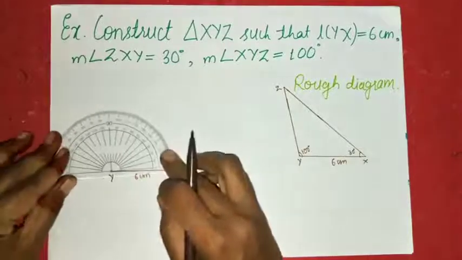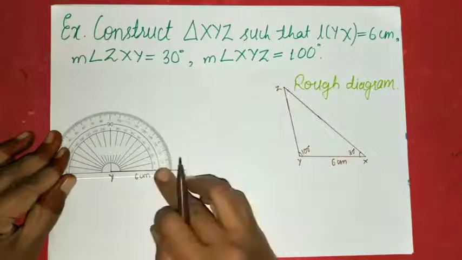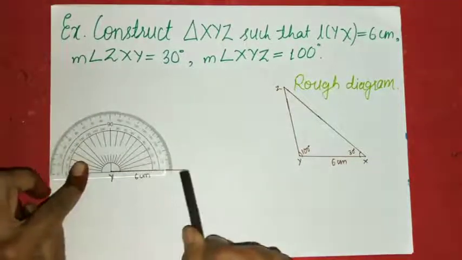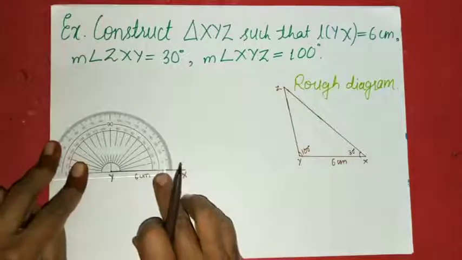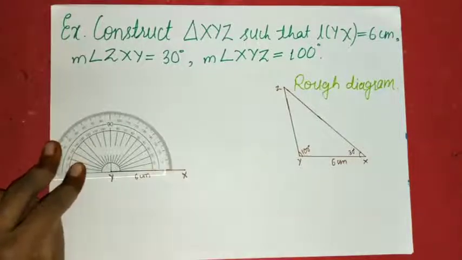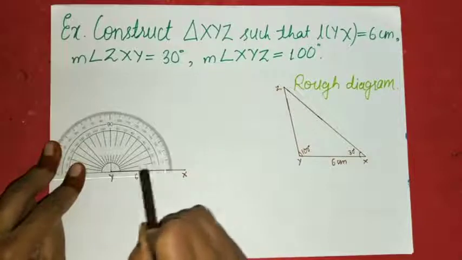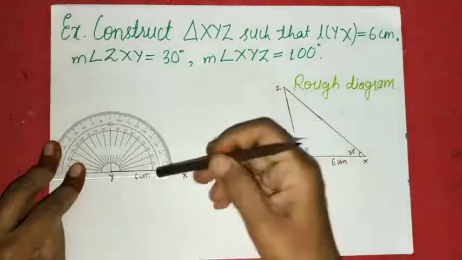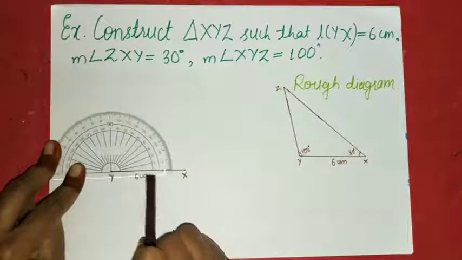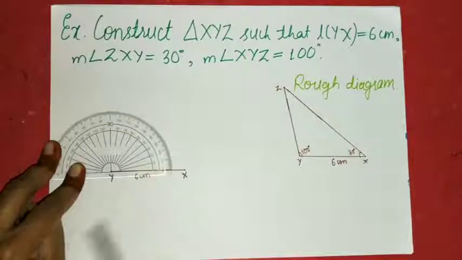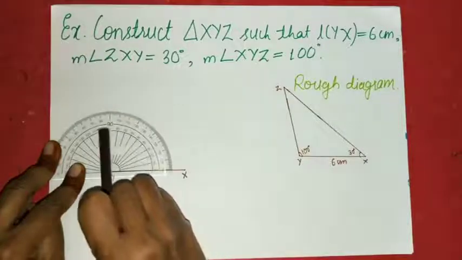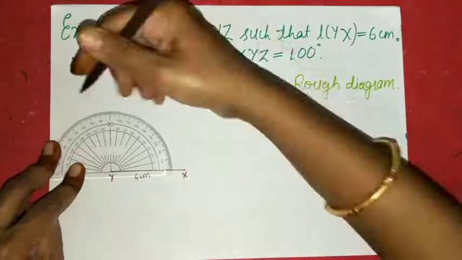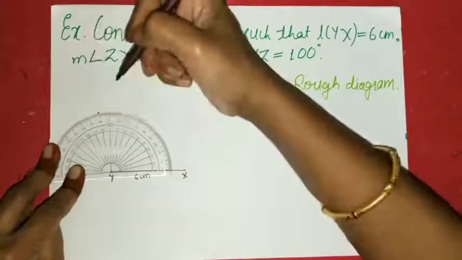Put the origin of the protractor on the vertex Y. Match the reference line with the segment YX. Now you have to draw an angle of 100 degrees. As we are matching the reference line on the right, we are taking the scale starting from 0 from the right. Now see this 0, it goes up to 100 here. So now you mark 100 degrees like this.